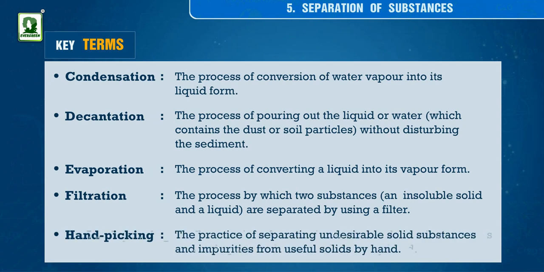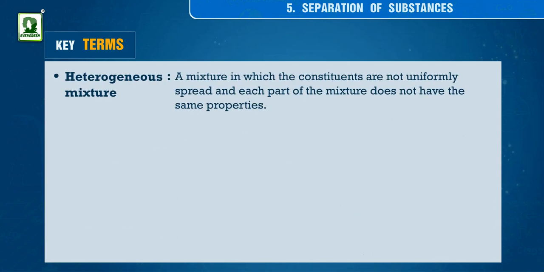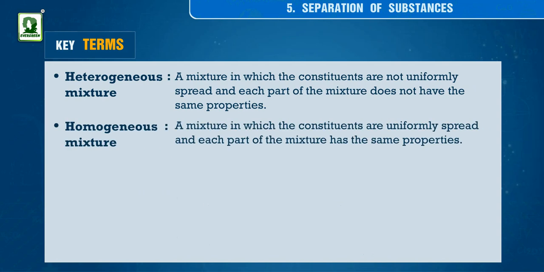Hand-picking, the practice of separating undesirable solid substances and impurities from useful solids by hand. Heterogeneous mixture, a mixture in which the constituents are not uniformly spread, and each part of the mixture does not have the same properties. Homogeneous mixture, a mixture in which the constituents are uniformly spread and each part of the mixture has the same properties.